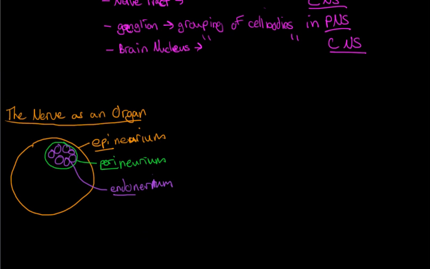And then within that endoneurium, this is the neuron itself. And that could be running in either direction. So the nerve is an organ, and we described its gross anatomy there and how it's organized. What we have here then is our connective tissue. We have our nervous tissue, obviously, in our neuron.